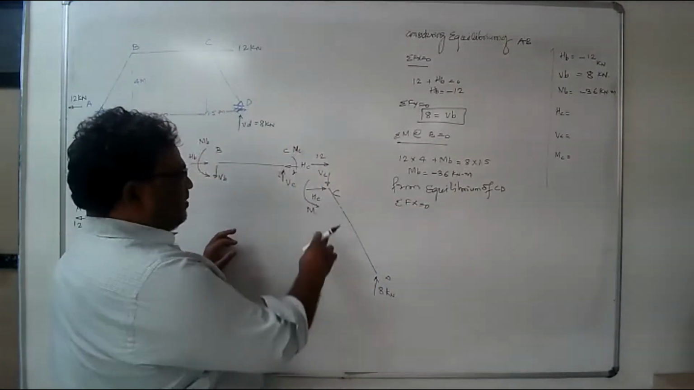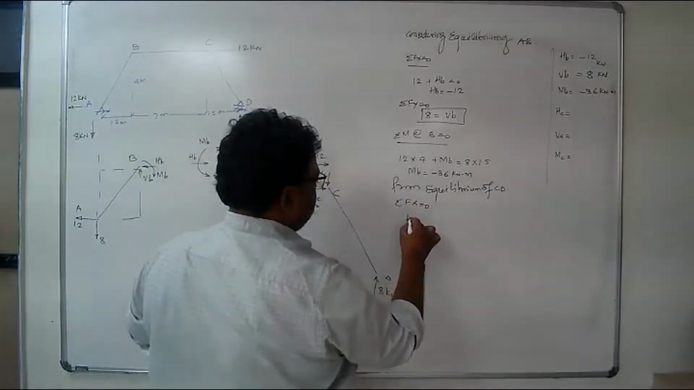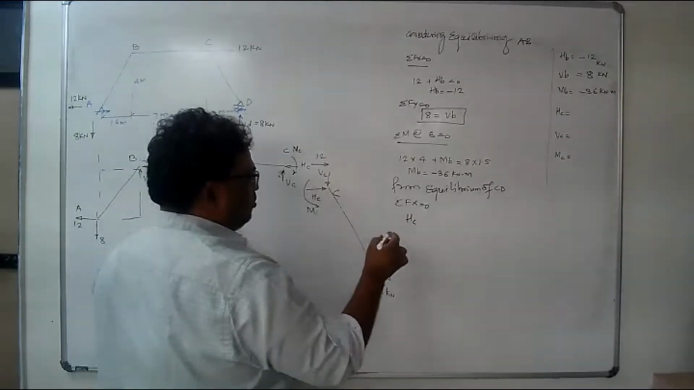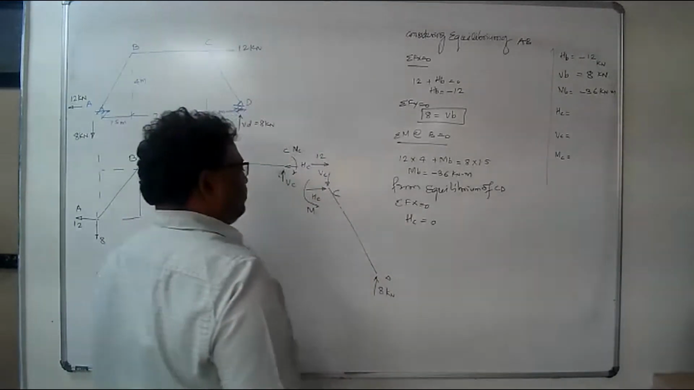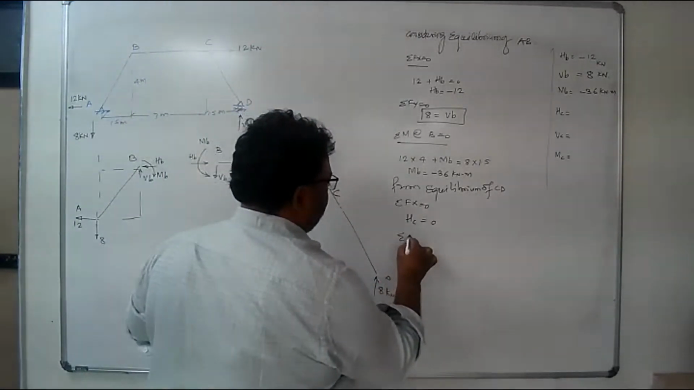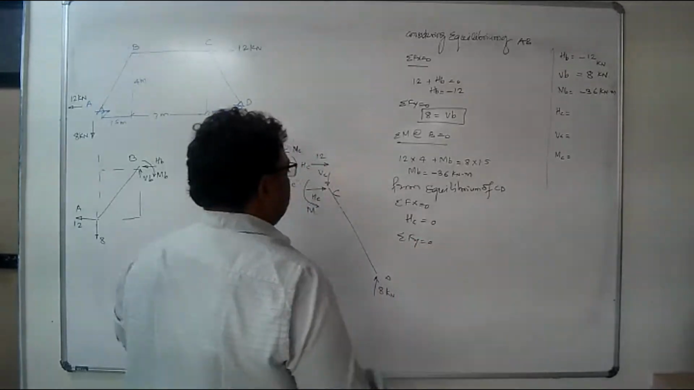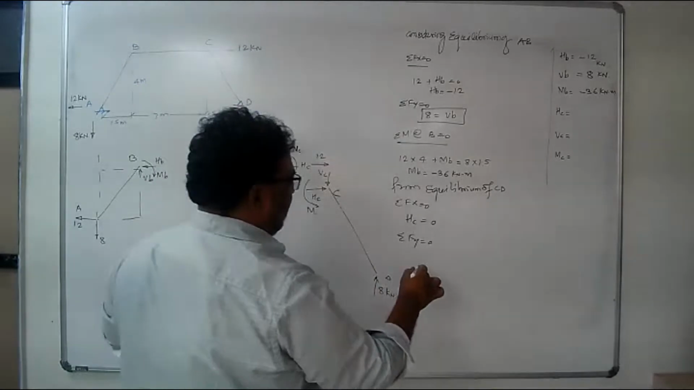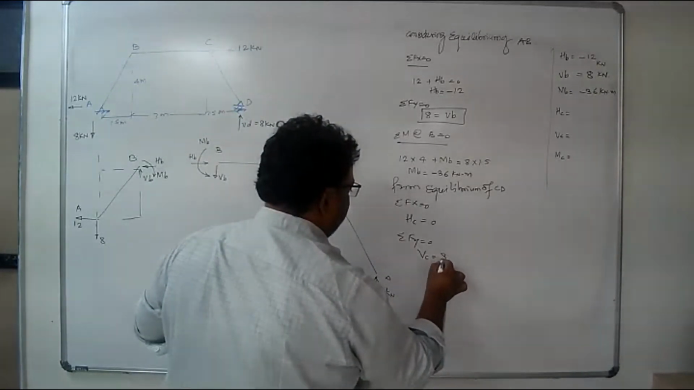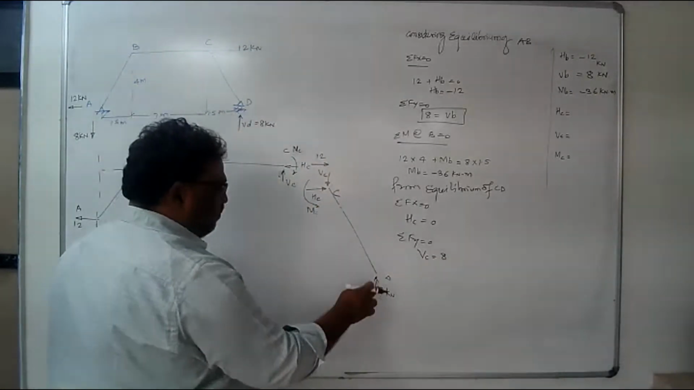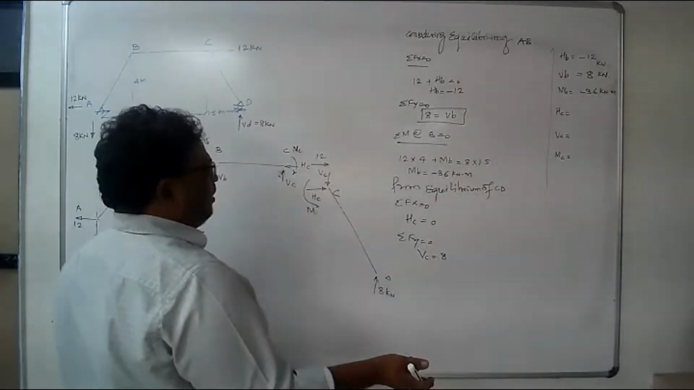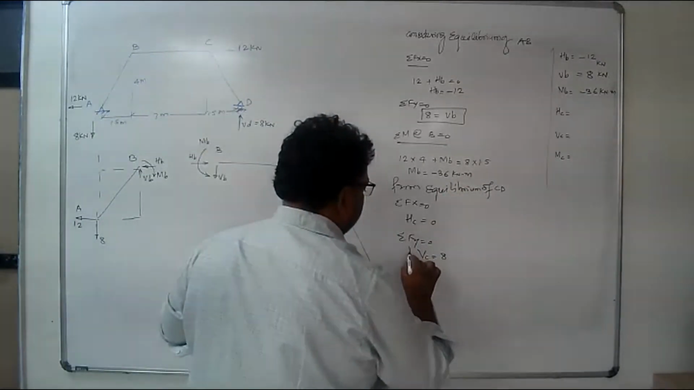If I do sigma Fx, H is acting right. There is no other horizontal or inclined force acting. So this HA must be equal to 0. Do sigma Fy is equal to 0. So what I will get then? VC is acting down and this 8 is acting up. So VC is equal to 8. नहीं तो क्या रहेगा? Minus VC plus 8 is equal to 0. Take that VC to the other side. So VC will be equal to 8.